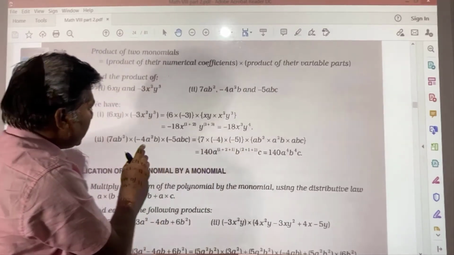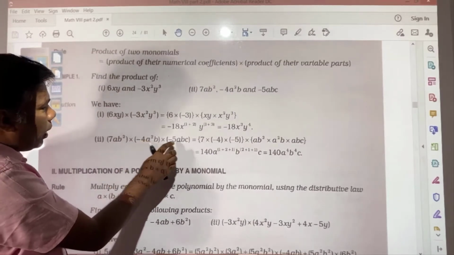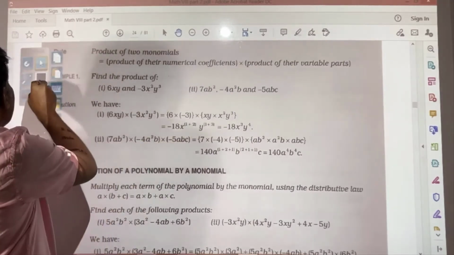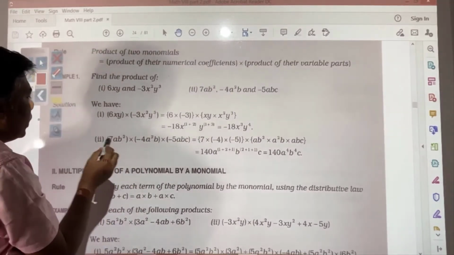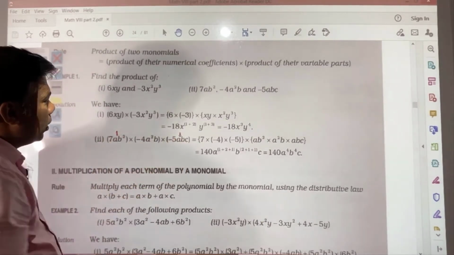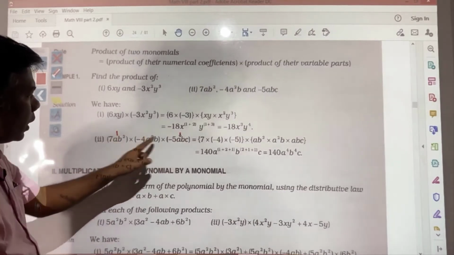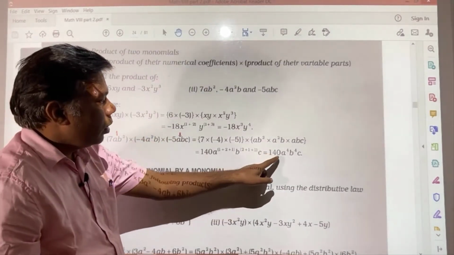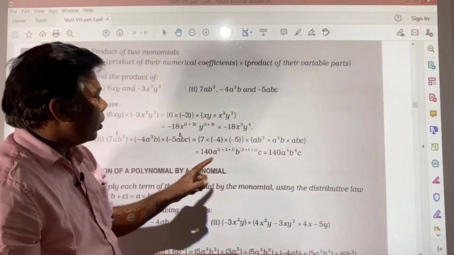And here you see a square and a. Here you have 1, here you have 2 and here you have 1. Means 3 and 1, 4. So you have got 140 a to the power 4.